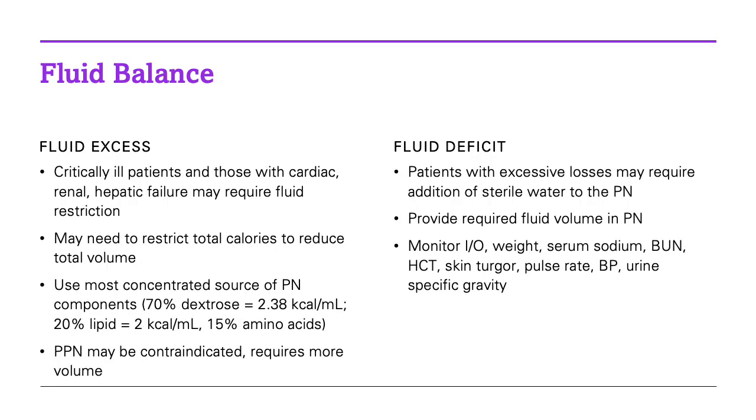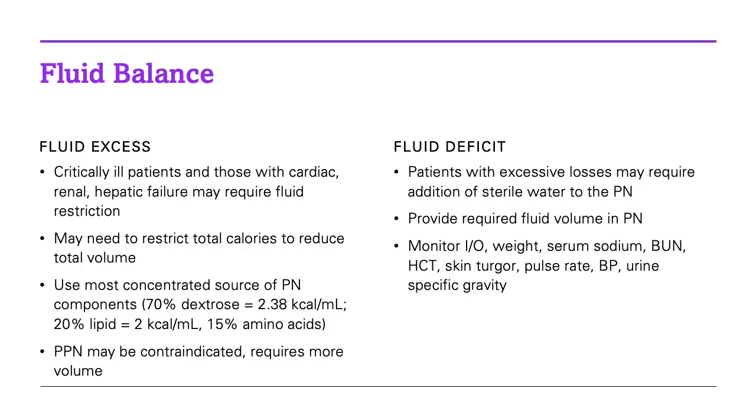For fluid balance, we could have a fluid excess, so critically ill patients and those with cardiac, renal, or hepatic failure may require fluid restrictions. We may need to restrict total calories in order to reduce the total volume that's given. We want to use the most concentrated source of PN components, so 70% dextrose, 20% lipids, and then 15% amino acids as opposed to 10% amino acids. Know that PPN may be contraindicated because that requires more volume because of the osmolarity constraints.